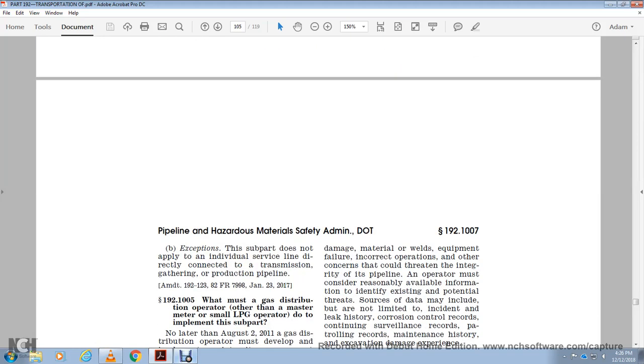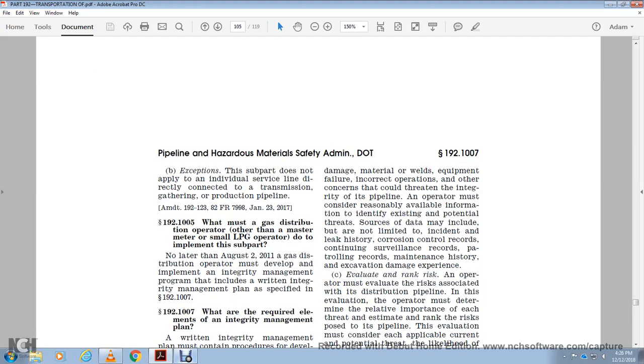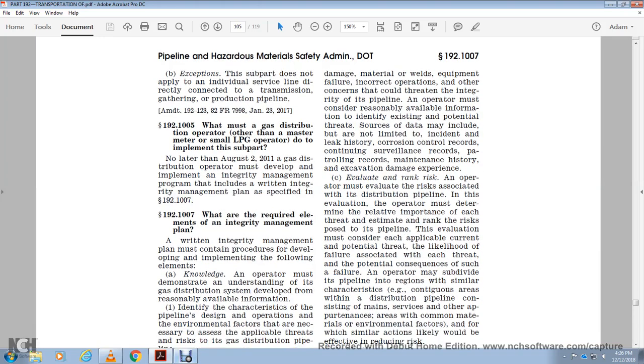Exemptions: this subpart does not apply to an individual service line directly connected to a transmission, gathering, or production pipeline. 192.1005: What must a gas distribution operator, other than a master meter or small liquefied petroleum gas operator, do to implement this subpart? No later than August 2nd, 2011, the operator must develop and implement an integrity management program that includes a written integrity management plan as specified in 192.1007.